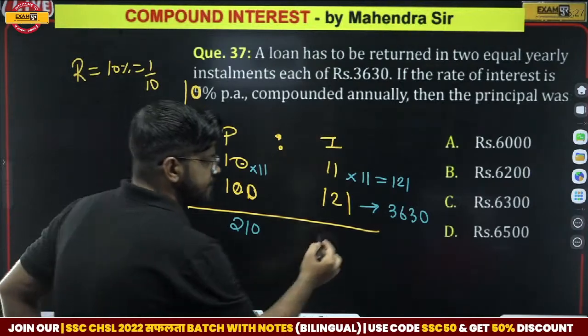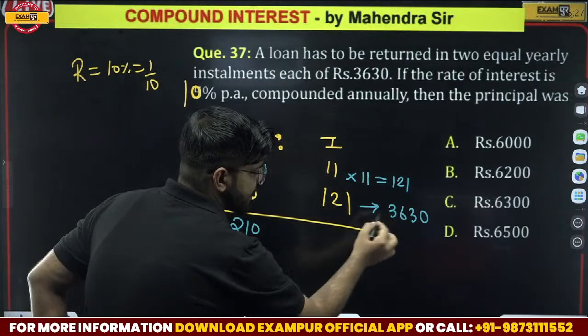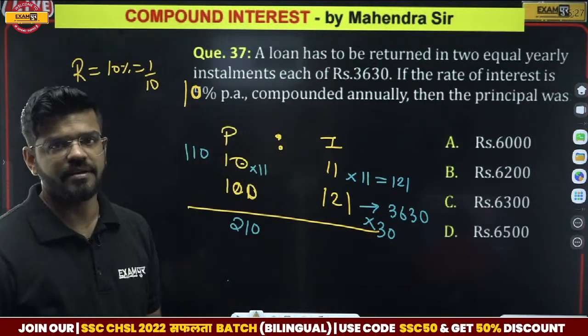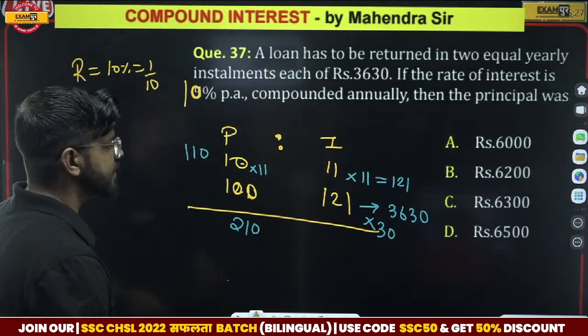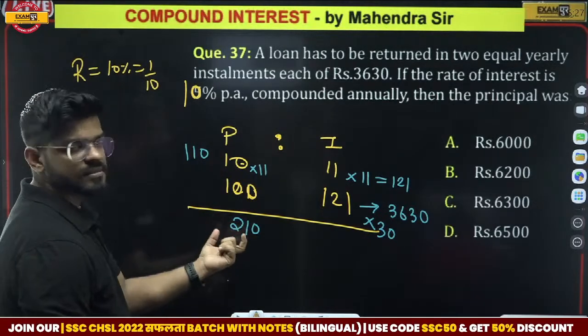Clear? And now calculate it. It is just 3 times of it, right? 3 times 0, 30. So 30 is my multiplying factor here. This is the whole principle.